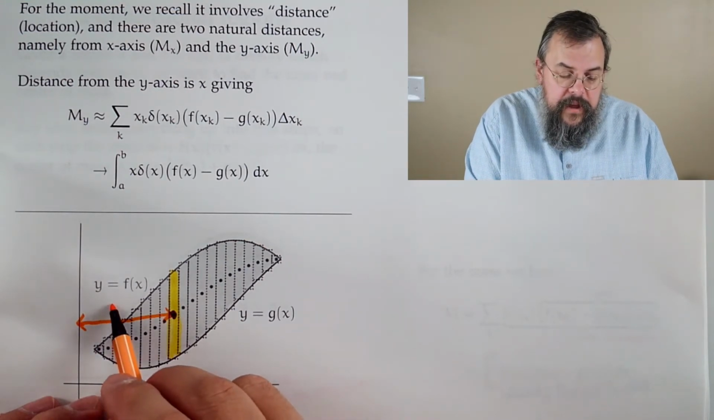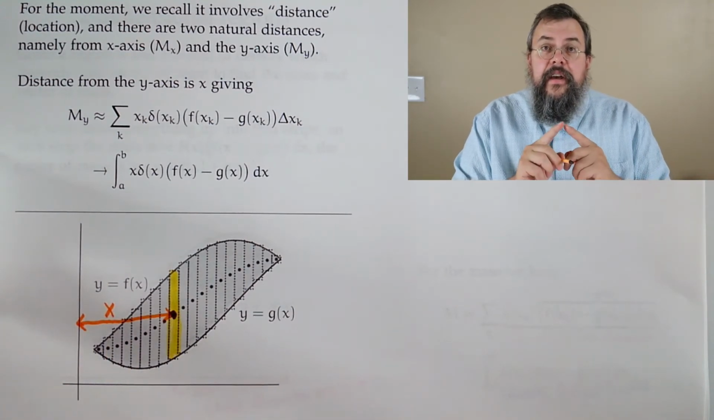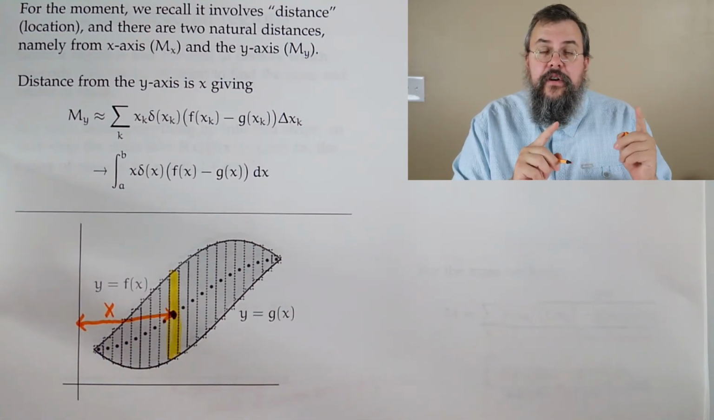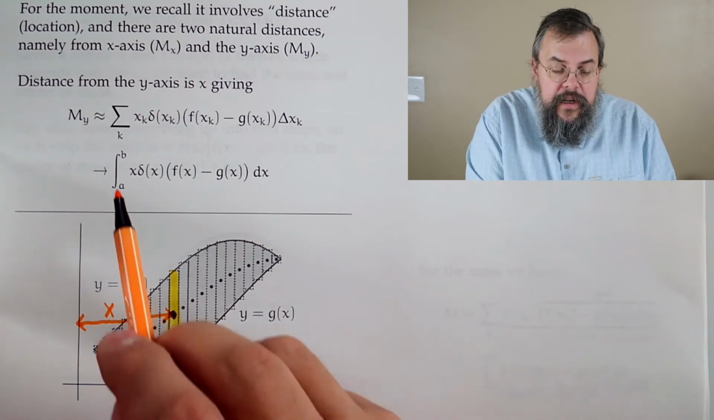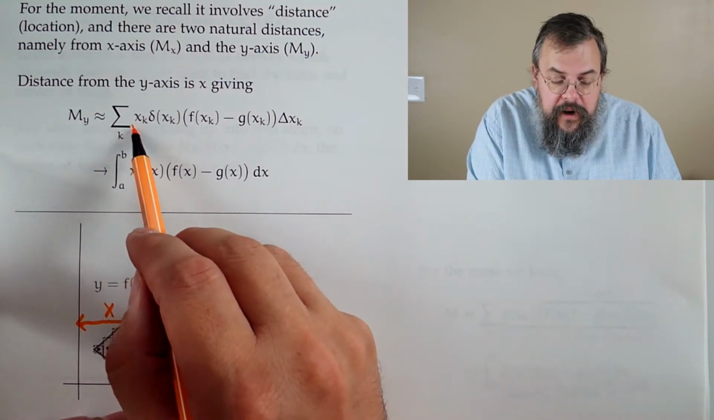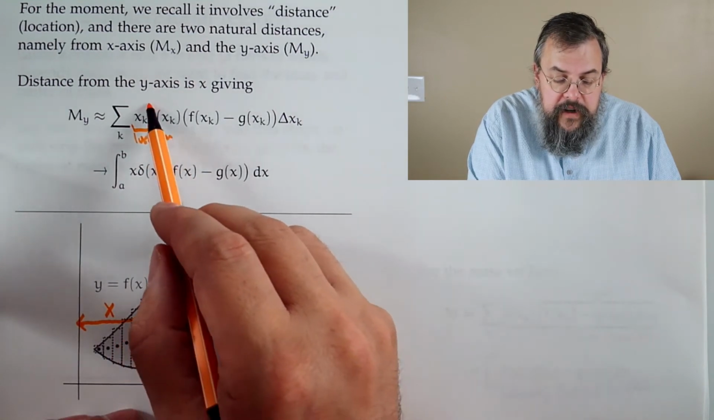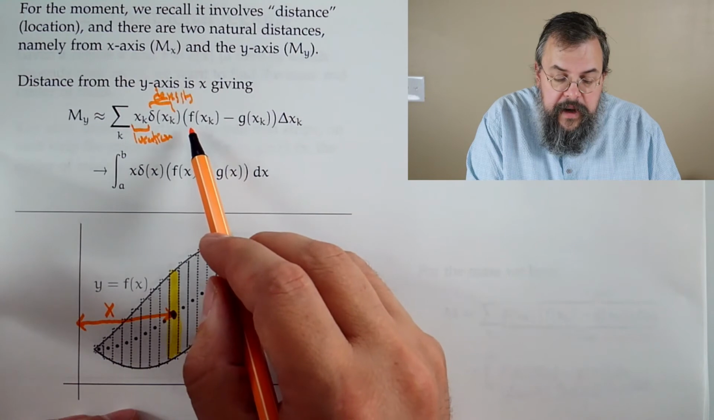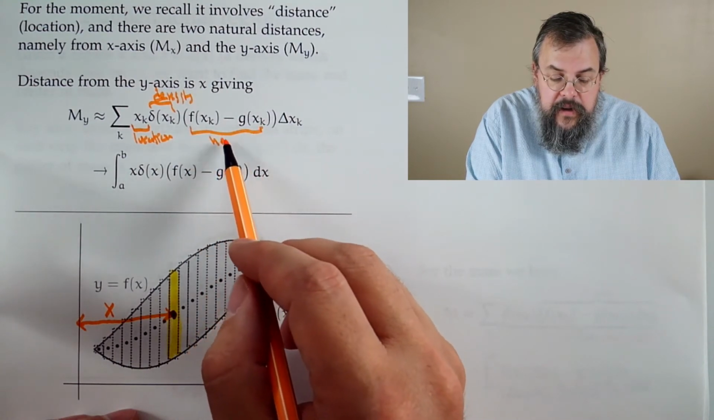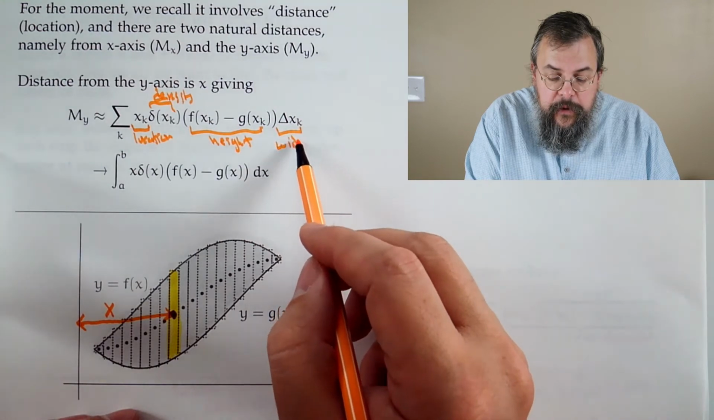And we say, hey, if I want to know how far I am from the y-axis, that is x. So x told me how I moved off the y-axis. So now we say, all right, we have our pieces. Our location, then we have our density, and then we have our height, and then we have our width. So those are our 4 pieces.